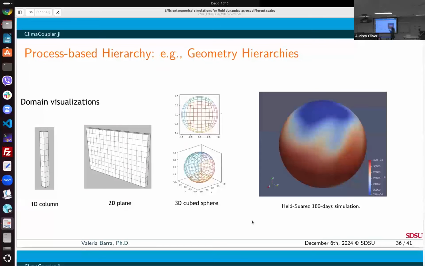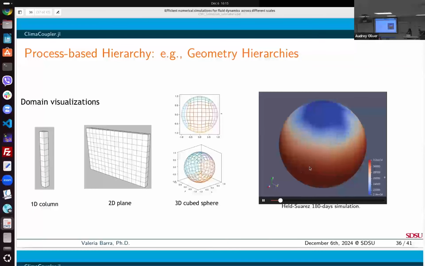So you can allow, for instance, different model hierarchy. The simplest model is just in 1D, and then you can increase complexity by going to 2D and 3D. But also you can allow different physics, so that's a different hierarchy of complexity. This is just an example of an atmospheric simulation, a large global scale simulation of the temperature up to 180 days.